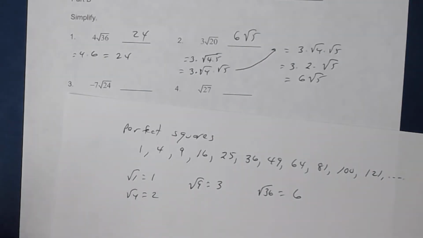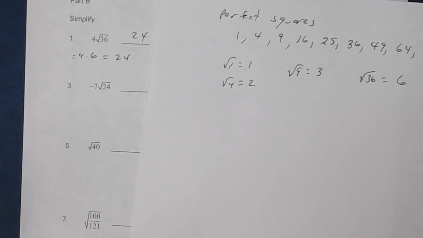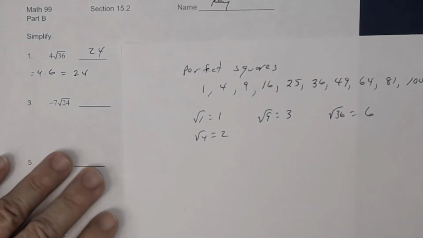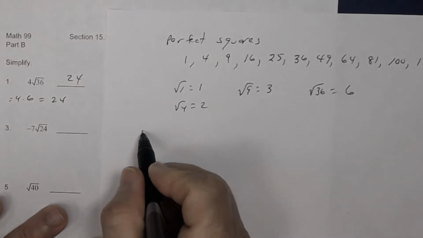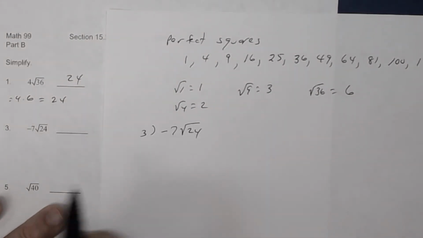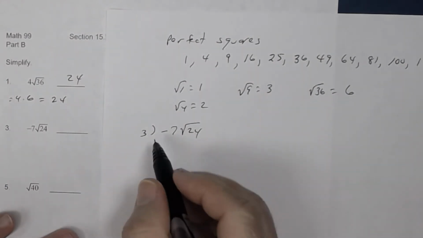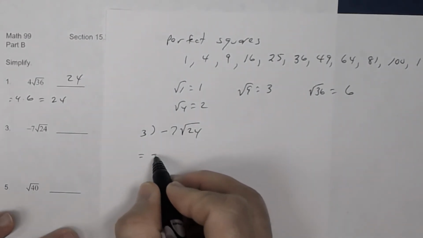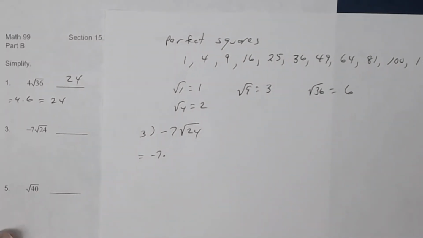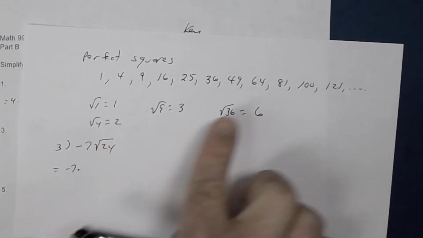All right, number 3, I'm going to go ahead and do the rest on paper because there's not going to be enough room to do these. Number 3, I have negative 7 times the square root of 24. Here's what I would do. I would say negative 7 times, let's think about the radicand 24. Is there a largest perfect square that goes into 24?